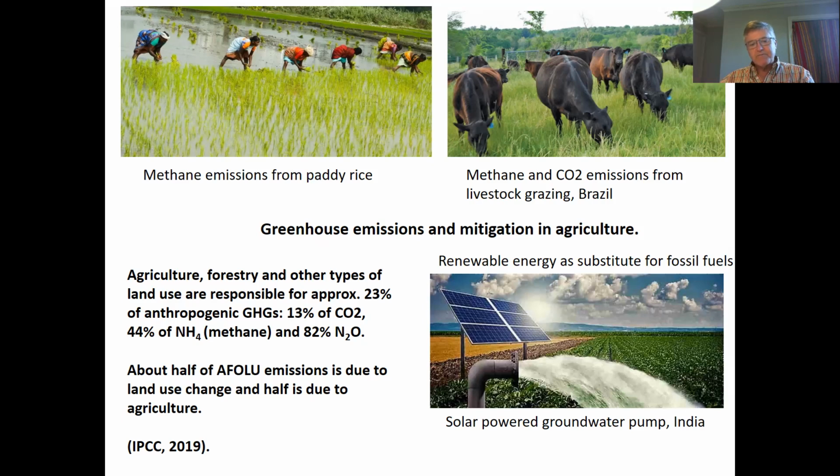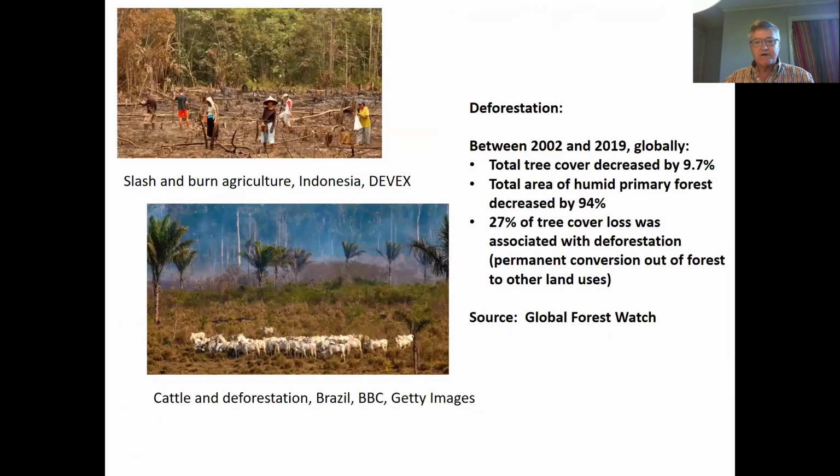Agriculture contributes about 13% of the carbon dioxide. There are other big emission sources for carbon dioxide. About 44% of the methane comes from these two sources, rice paddies and livestock.